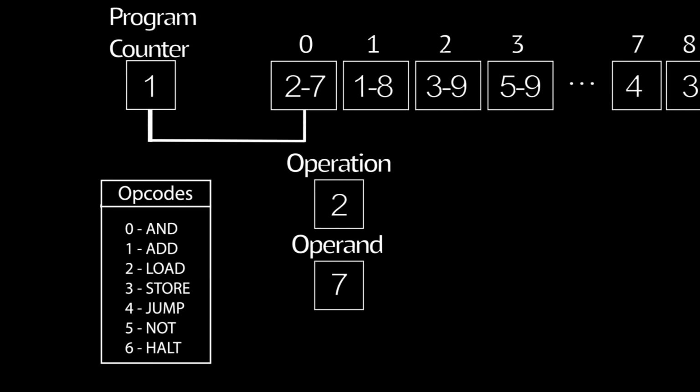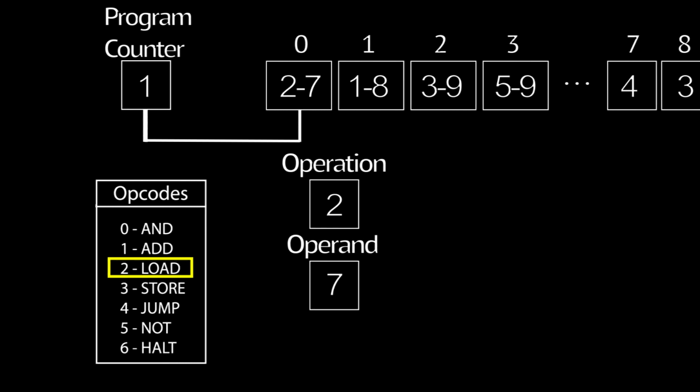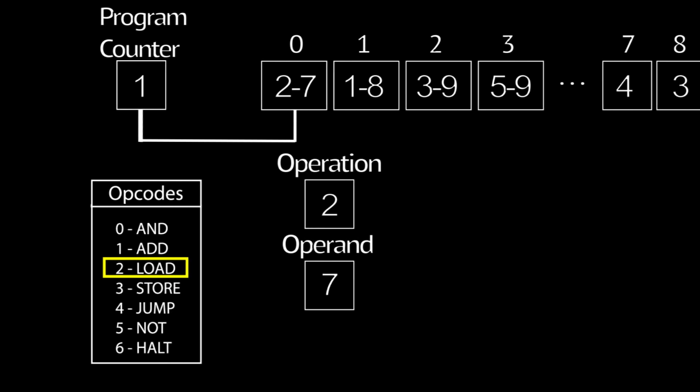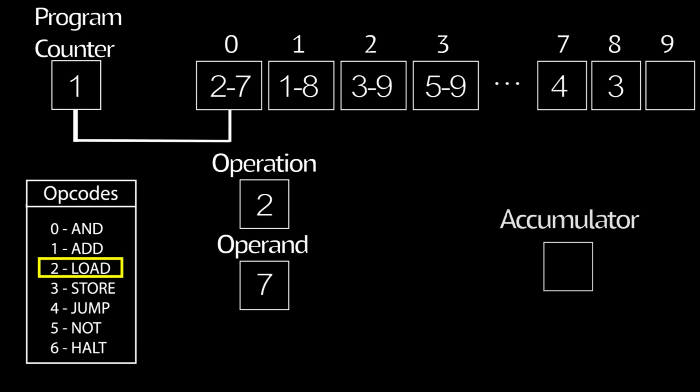An opcode of 2 refers to the load instruction. An operand of 7 tells the computer to load the register with address 7 into the accumulator, which is a temporary storage place for calculations. It's like a regular register for memory, except one can perform operations on it. Then the cycle repeats. The program counter tells us to go to register 1, which yields an opcode of 1 and an operand of 8.